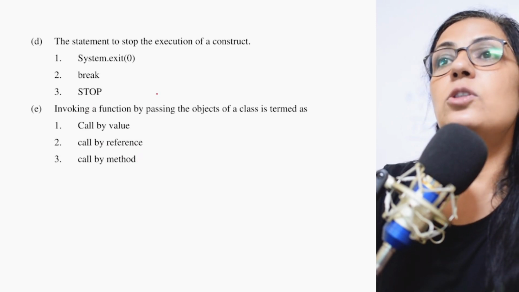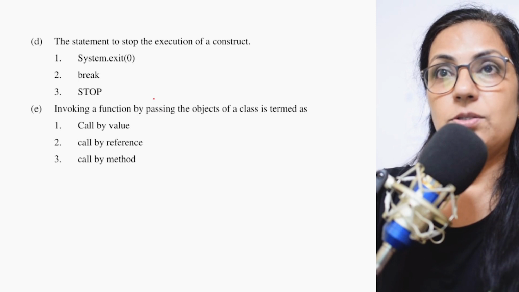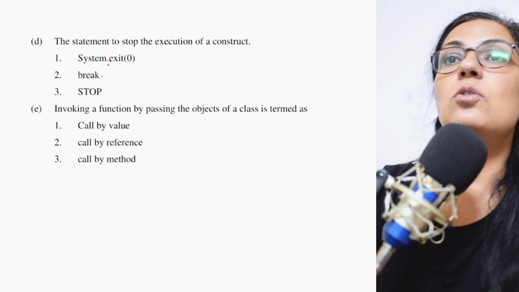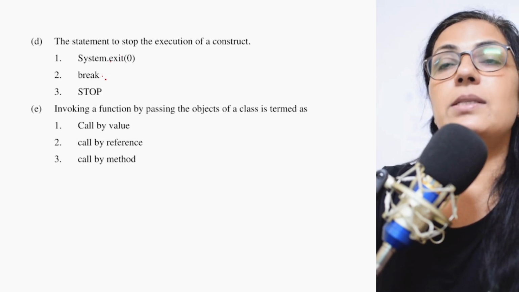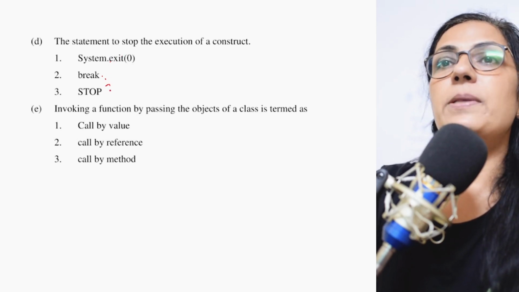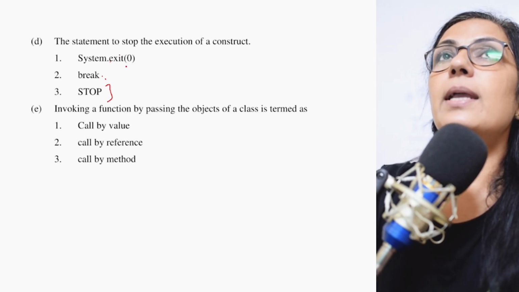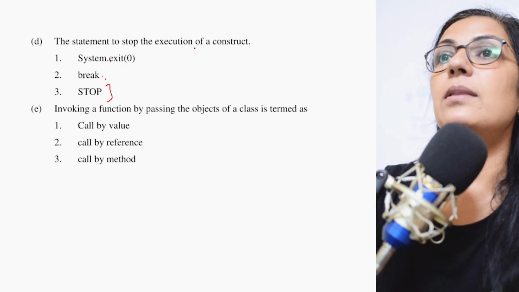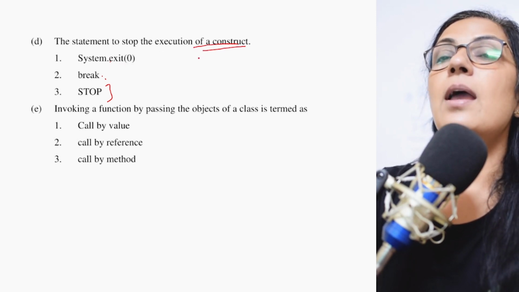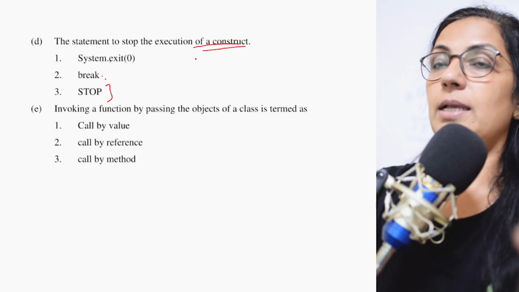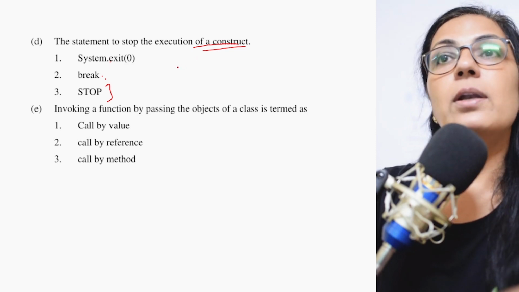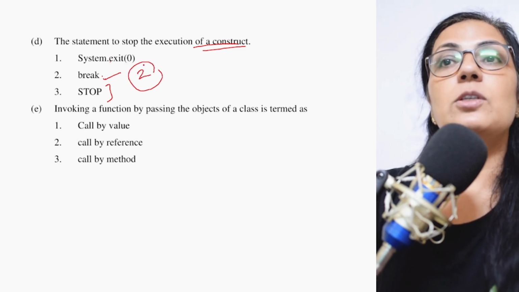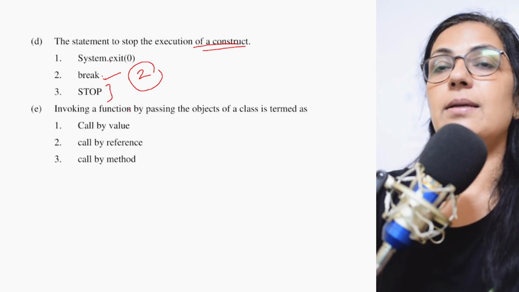The statement to stop the execution of a construct. Children, here you may get confused between these two options, system.exit and break statement. And stop is not there. So system.exit is to terminate the program. It stops the program. But here the question says of a construct. If you want to stop the execution of if construct, for construct, while construct, for that we use break statement. Option 2 is the correct answer, right?